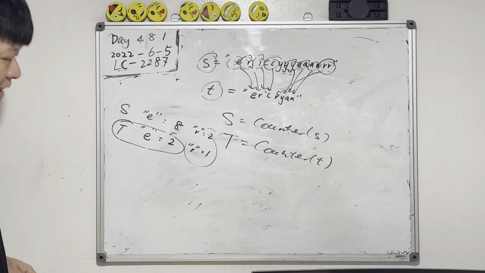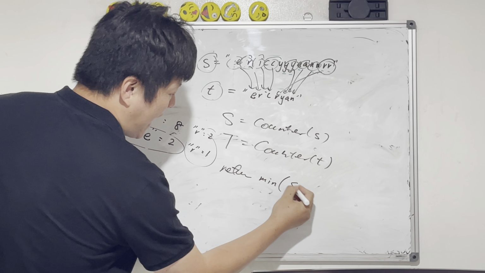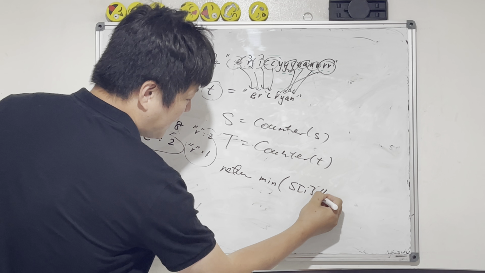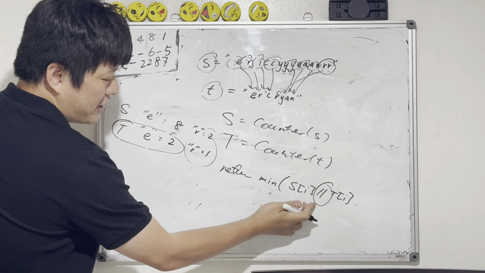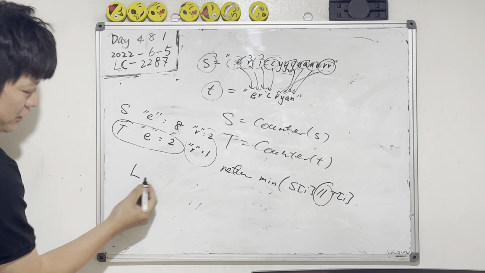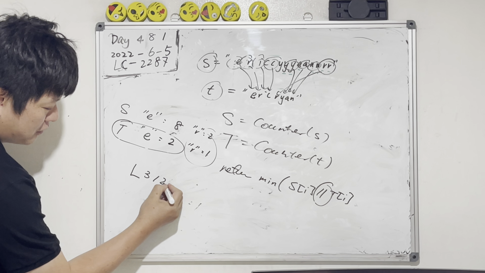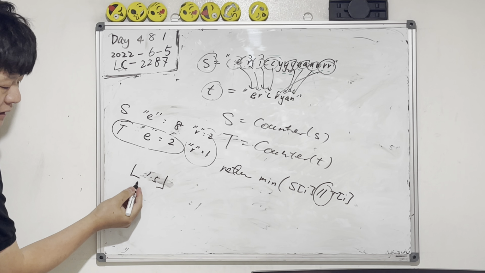Yeah, exactly. Okay, so we can just do this. Return min of SI divided by TI. Okay, so we use the double division here, double divide. This is to get the integer part, which is the floor. Look, this floor. 3 divided by 2, so 1.5. Look, this is flooring.